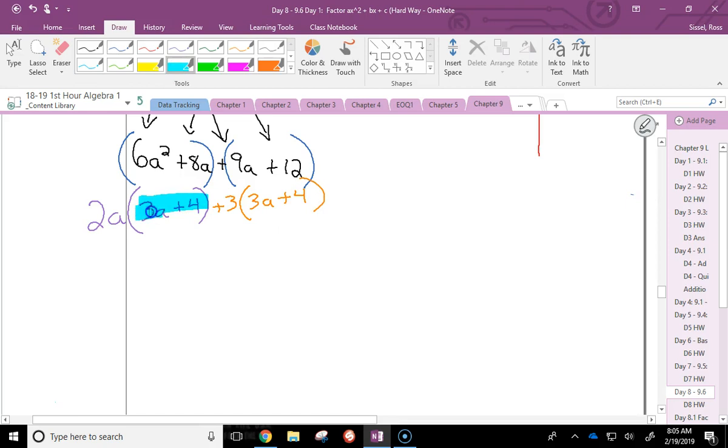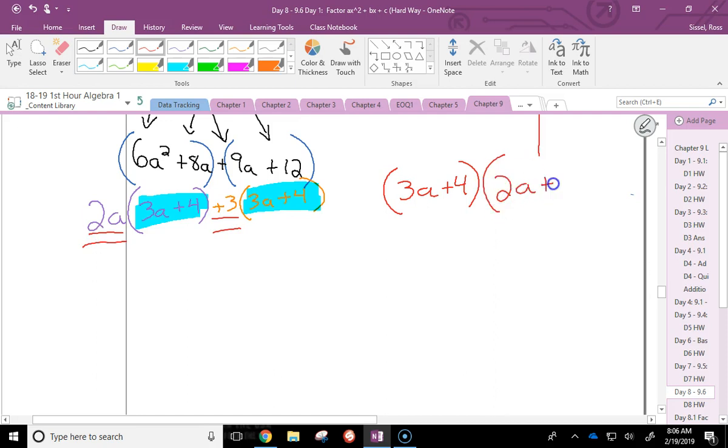If we look, we got 3a plus 4 on both of them. So that is one of your answers. 3a plus 4. And now just shouting out, someone raise their hand. What is my second part of my answer? Emily? 2a plus 3. Good. Second part is 2a plus 3.